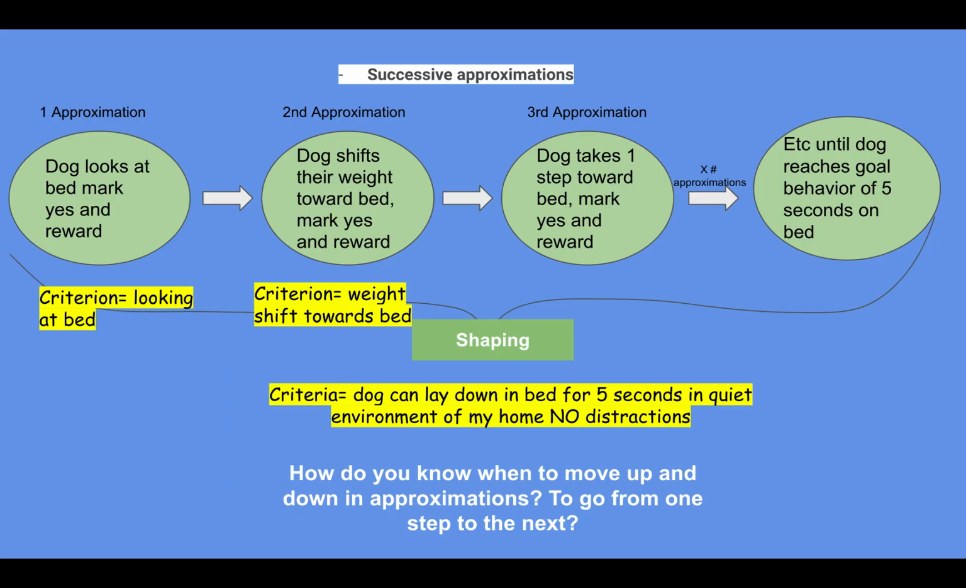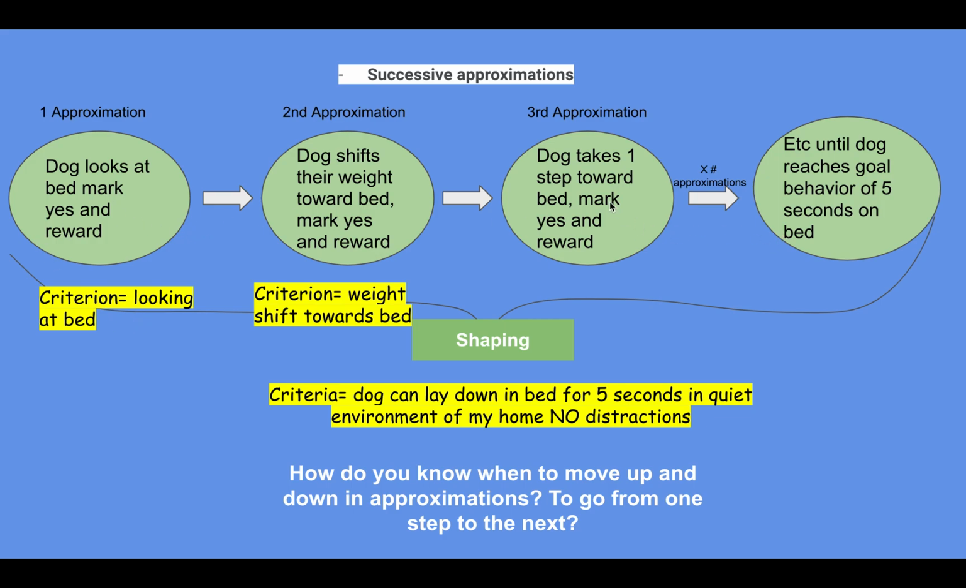So if I go back to this, and we're looking at this yellow highlighted text, the criteria I have for the first approximation is that the dog looks at the bed. So if they do it, I mark yes and I reward them. And if they don't offer anything else, I'm going to get 3 good tries of this before moving on. So I'd say always try to get your criterion you have in mind 3 times before you move on, unless your dog is very quickly moving.